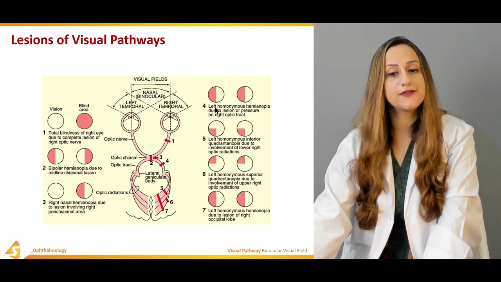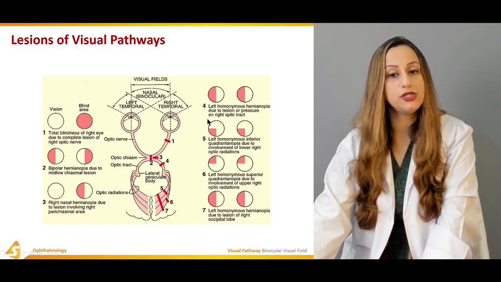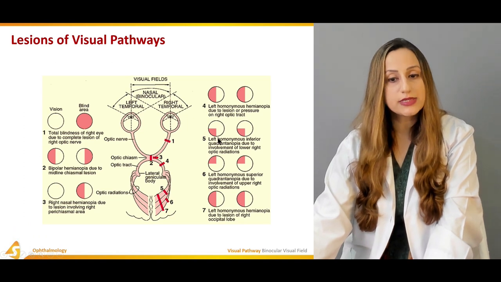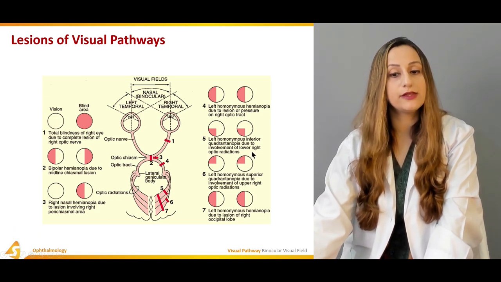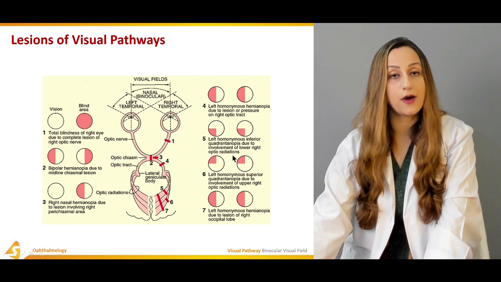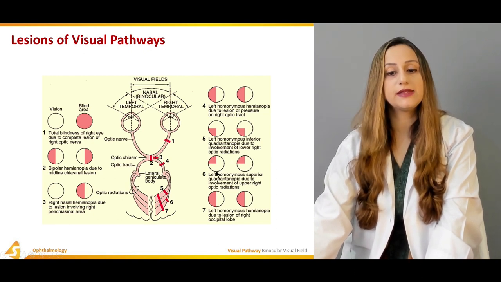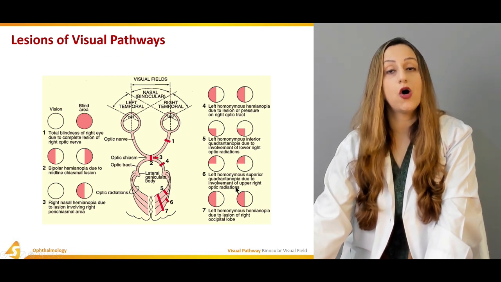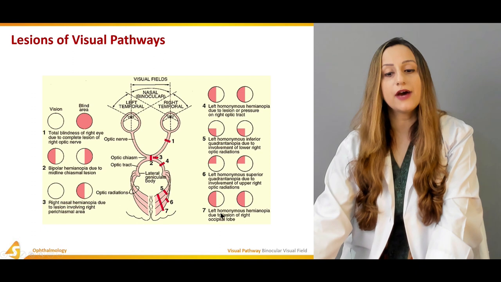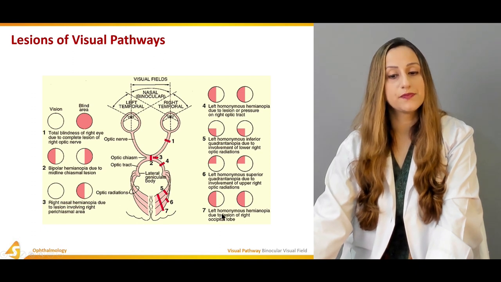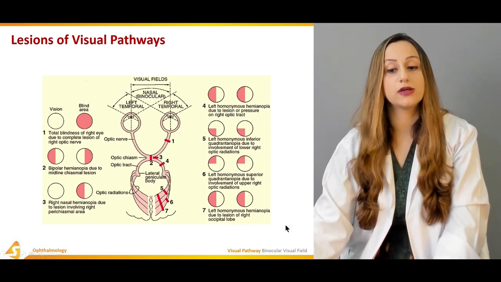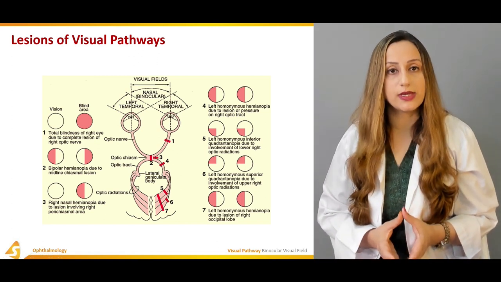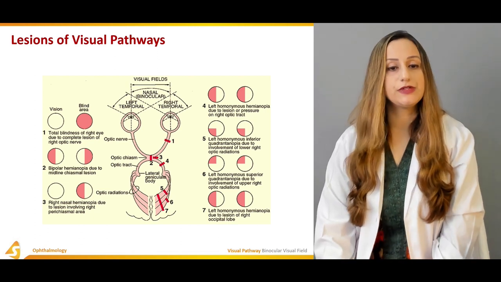Over here you can see a left homonymous hemianopia due to lesions or pressure on the right optic tract. The left homonymous inferior quadrantopia is due to involvement of the lower right optic radiations. Then we have the left homonymous superior quadrantopia due to involvement of the upper right optic radiations. Then we have the left homonymous hemianopia due to lesions of the right occipital lobe. So these are the different lesions of the visual pathways that can be observed in these individuals.